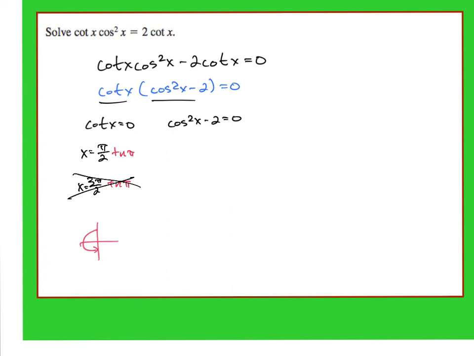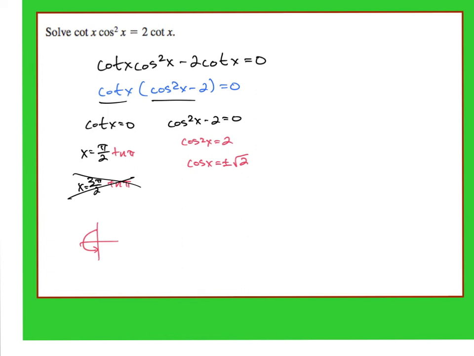All right, let's look at this next one. So now I have cosine squared x minus 2 is equal to 0. So I need to get the trig function equal to a number. So how do I do it? I add 2. Then I square root it. So then I get cosine x is equal to plus or minus square root 2.